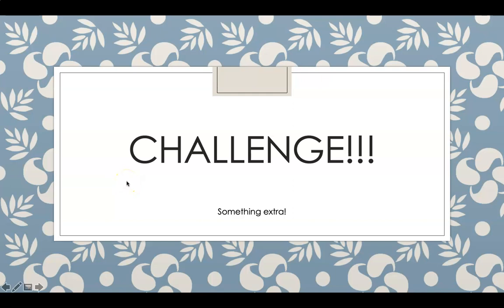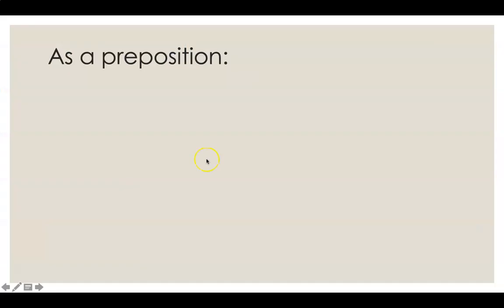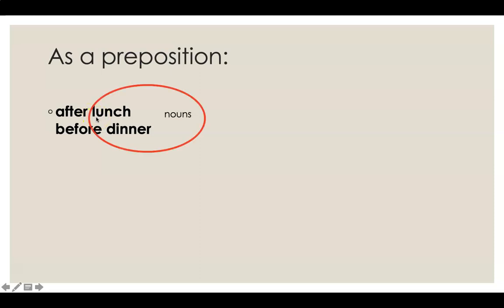And now, I have something extra for you. As I said at the beginning of the video, before and after can be used as a preposition, like this: after lunch, before dinner. After and before here are used as a preposition. And after a preposition, we always have a noun here. Lunch and dinner are the nouns here, so they come after the words after and before.